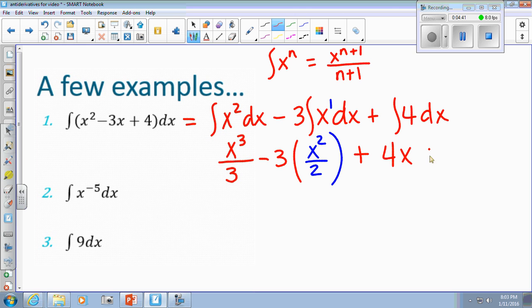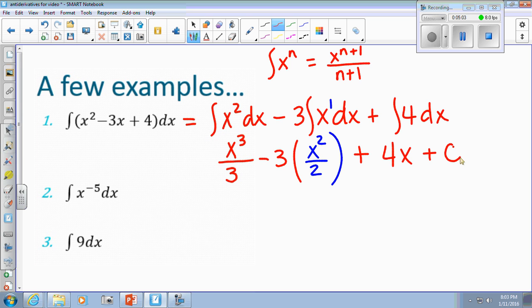Okay, and then don't forget, these are called indefinite integrals. On all indefinite integrals, you need to add in a constant, because there could be a number added to that when I took the derivative, since the derivative of a constant is 0.